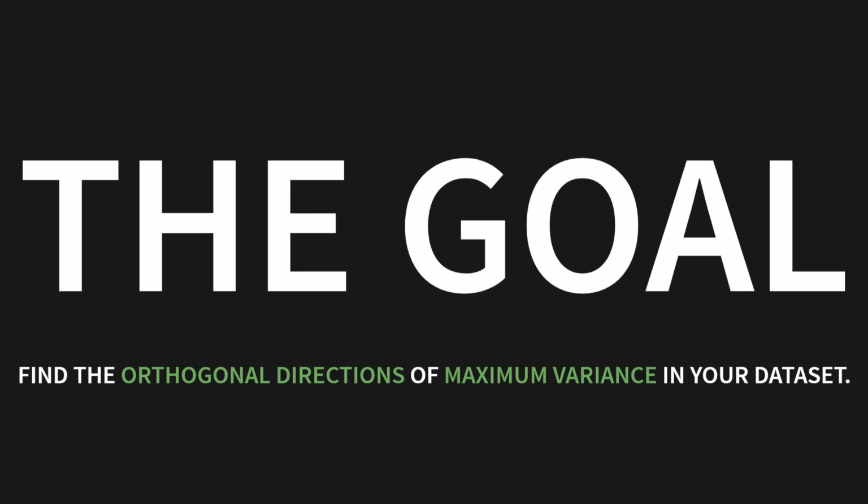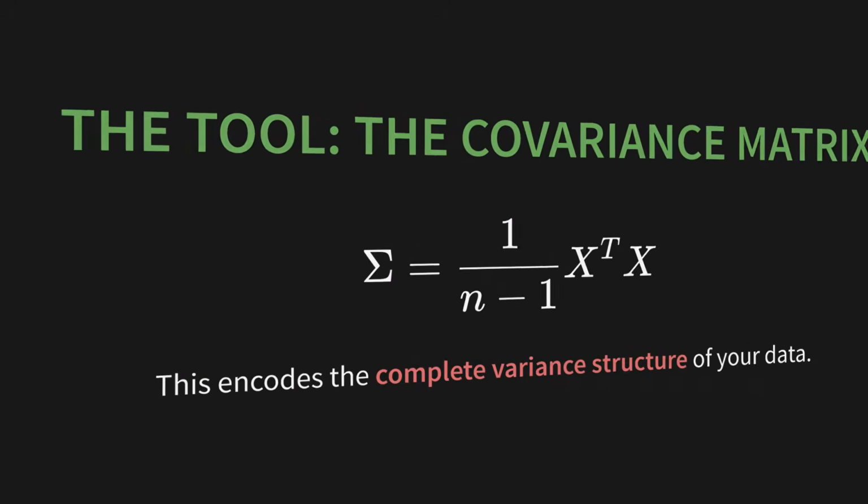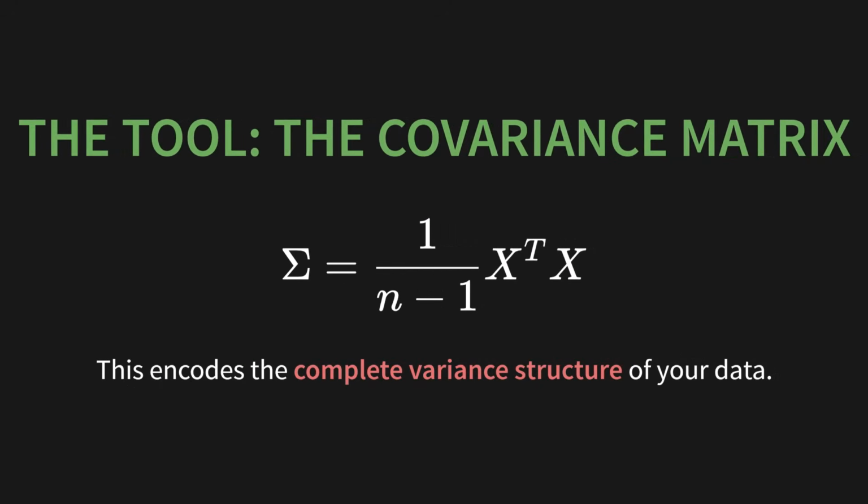And what was our primary tool for this quest? The covariance matrix. As you see in this formula, sigma equals 1 over n-1 times X transpose X. This simple-looking matrix is incredibly powerful. It encodes the complete variance structure of your data. Everything you need is locked inside. But a locked box needs a key.